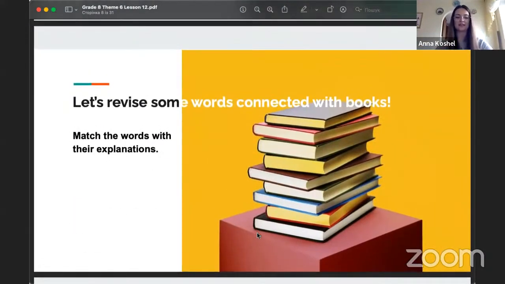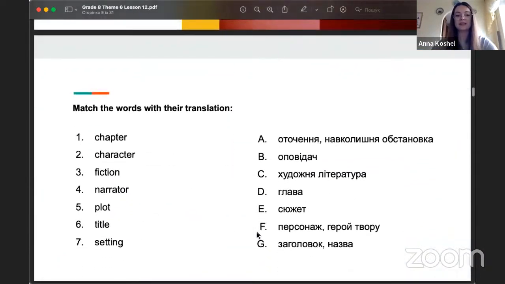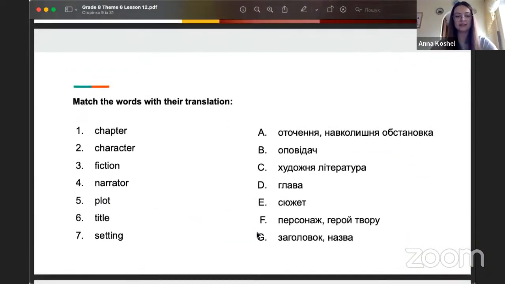We're going to revise some of the words connected with books. So our task will be to match the words with their explanations or definitions. So let's take a look at the words and their translation. On the left, the words, on the right, the translation. So let's read the words first of all.